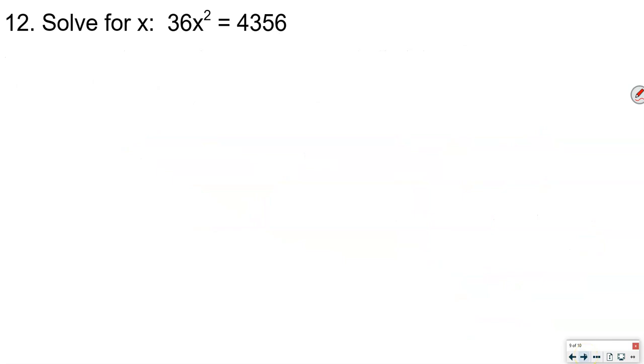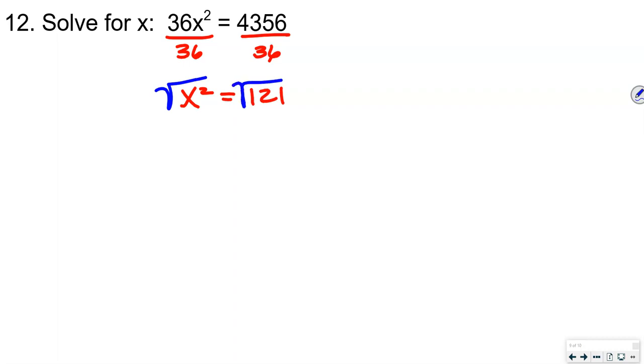All right, our last problem here says solve for X. So I had some students do this a couple different ways, so I'm going to do them both ways. So I could divide by 36 here, right? When I do that, I get X squared equals 121. Now here, we're going to take the square root, right, of both sides. Now remember, you got to put a plus or minus over there, okay, in front of that square root. And that's because both 11 squared and negative 11 squared is 121. So our answer here is X is equal to plus or minus 11.